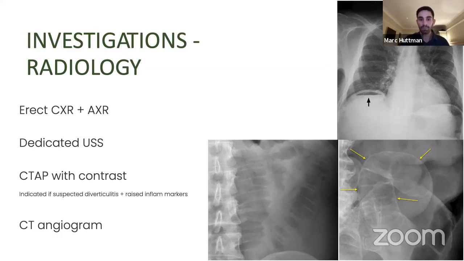So forget about the coil. The coil is sort of normal in that sense. But what it's actually showing is Rigler's sign. And that's a sign just like air under the diaphragm on the top image. It's a sign that there's air on both sides of the bowel wall.